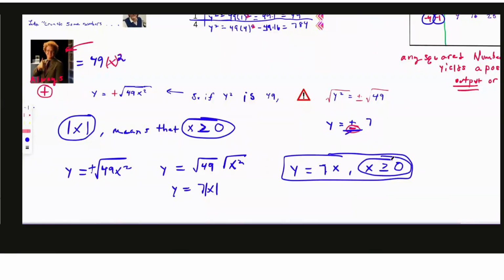We simply do this, and this is often helpful when we get to piecewise functions.